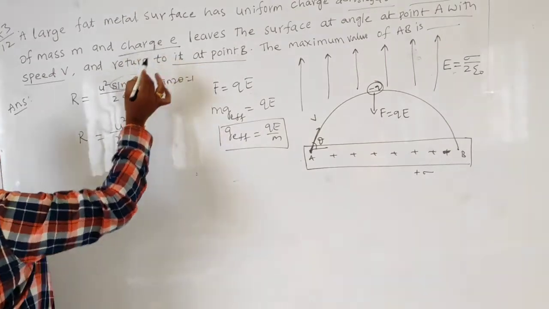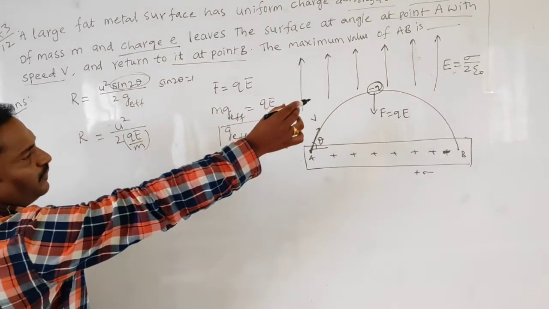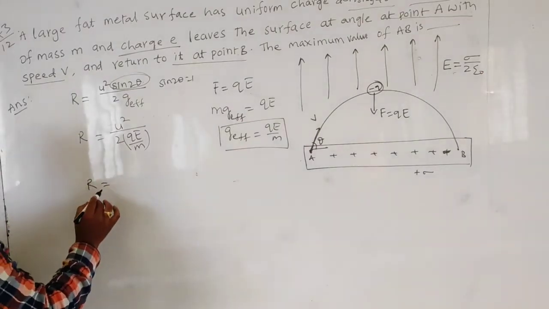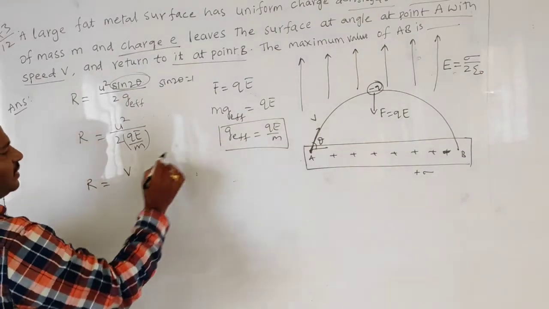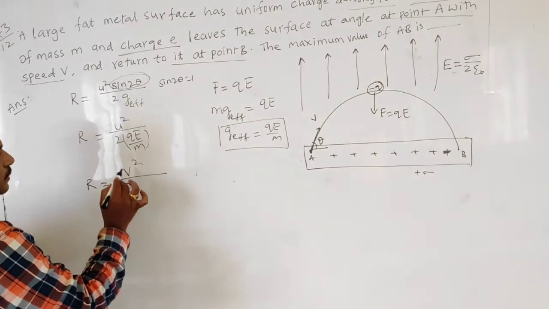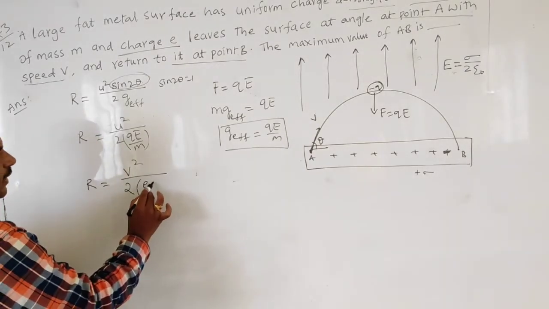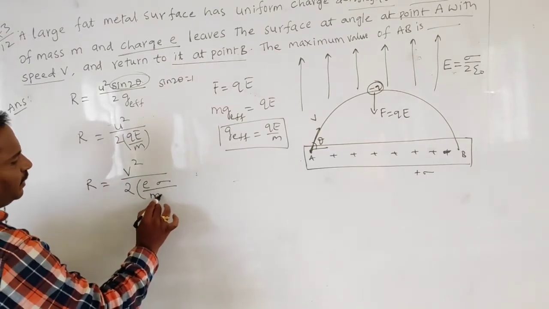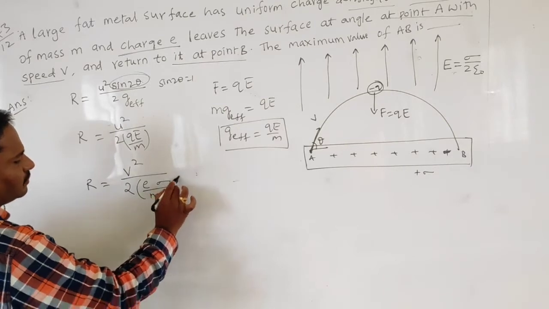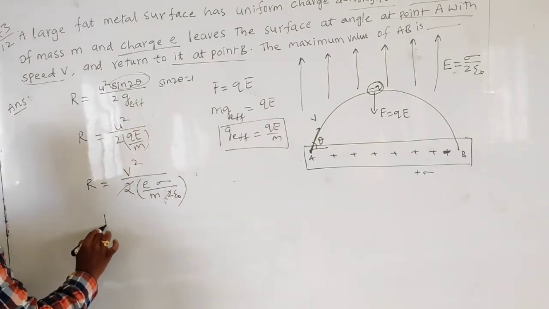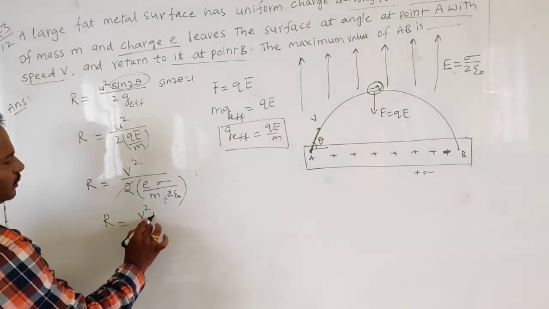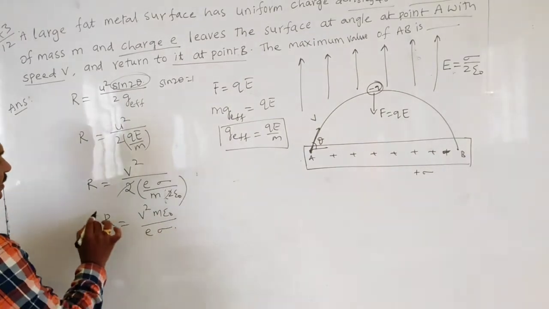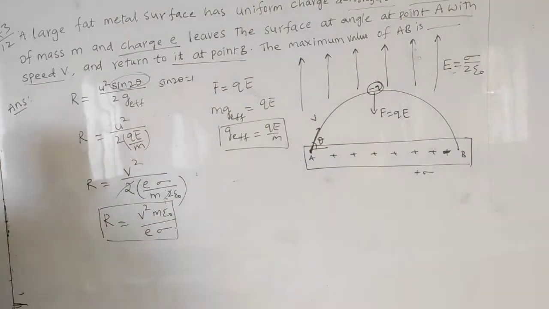Here the charge is e and the electric field equal to sigma by 2 epsilon naught. Now the range R equal to v square by 2 into charge e and sigma by m into 2 epsilon naught. So 2 cancels. So R equal to v square into m into epsilon naught by e into sigma. So this is the range AB.